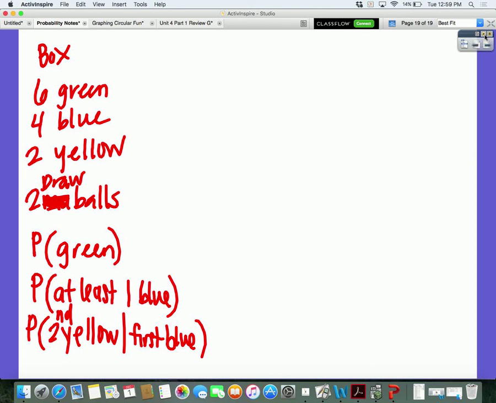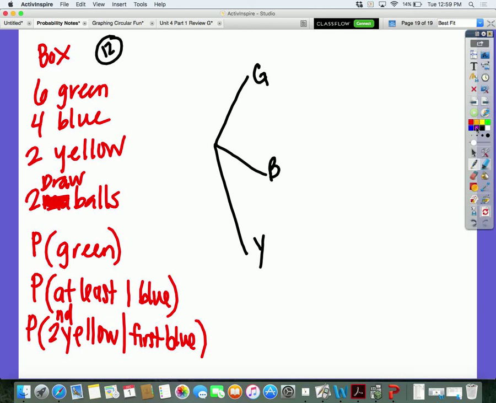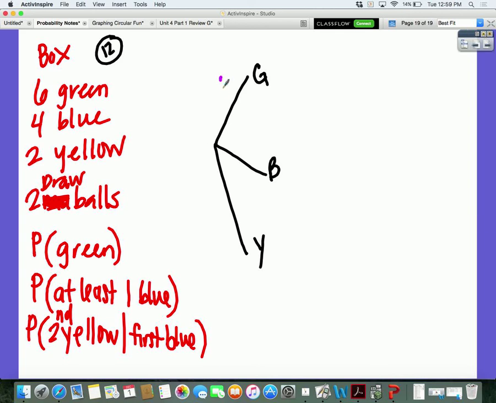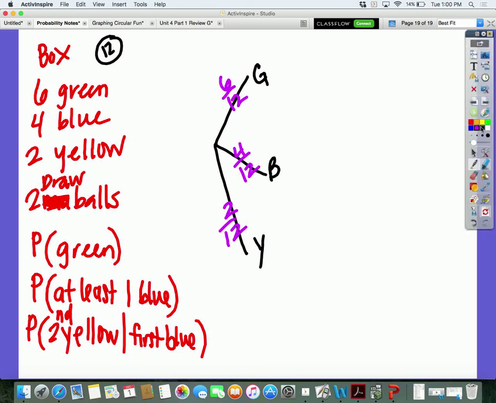So how many balls do I have in total? I got 12 total. And when I first reached in to grab a ball, I could get what? Green, blue, yellow. A green, a blue, or a yellow. What are my probabilities that I'll get a green one? 6 out of 12, a blue one, and a yellow one. That was my first pick.